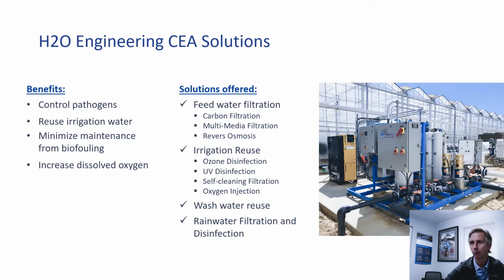To do this, we provide solutions that include feed water filtration, carbon filtration or reverse osmosis filtration in the feed water. We can help with the irrigation reuse in the way I just explained, with ozone disinfection, use UV disinfection as needed, some self-cleaning filtration systems to remove those plant, soil, and algae particles that build up in the water, and then also supplement with oxygen injection. And if the customer requires, we have systems for wash water reuse and rainwater filtration and disinfection.